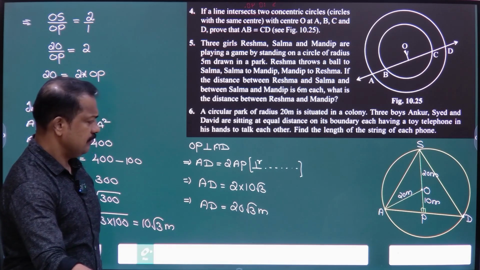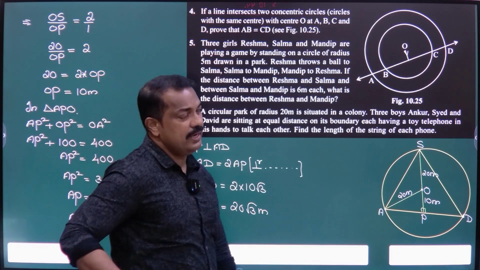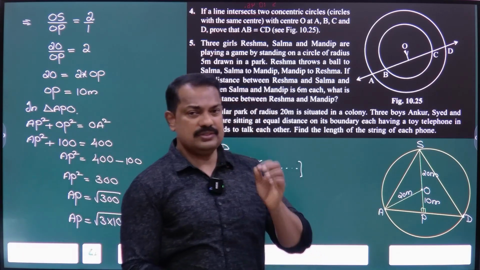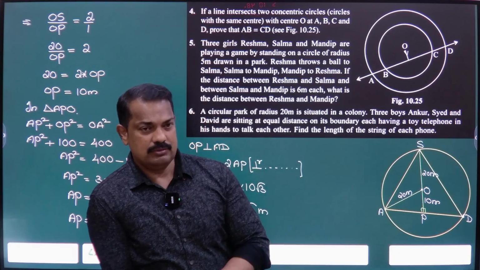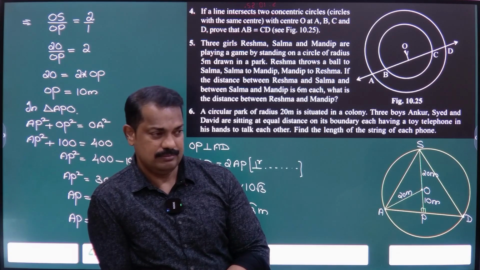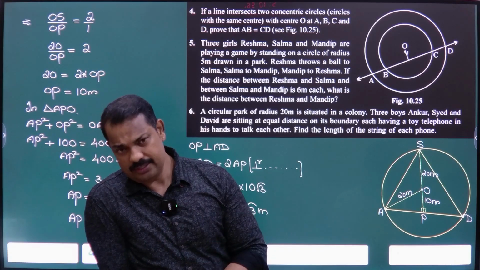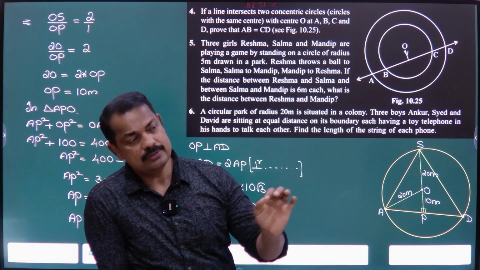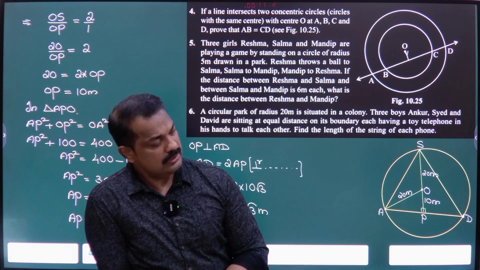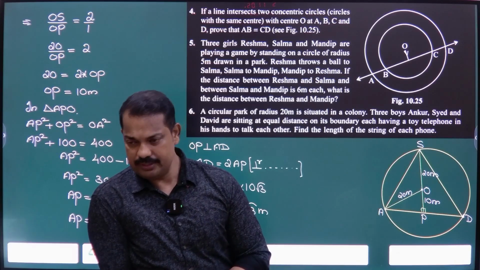Listen. An equilateral triangle of radius 40 meter is inscribed in a circle. What is the side of the equilateral triangle? You can write the direct answer. What is the radius here? 40. So answer is 40 root 3. Root 3 is fixed. So 40 root 3.